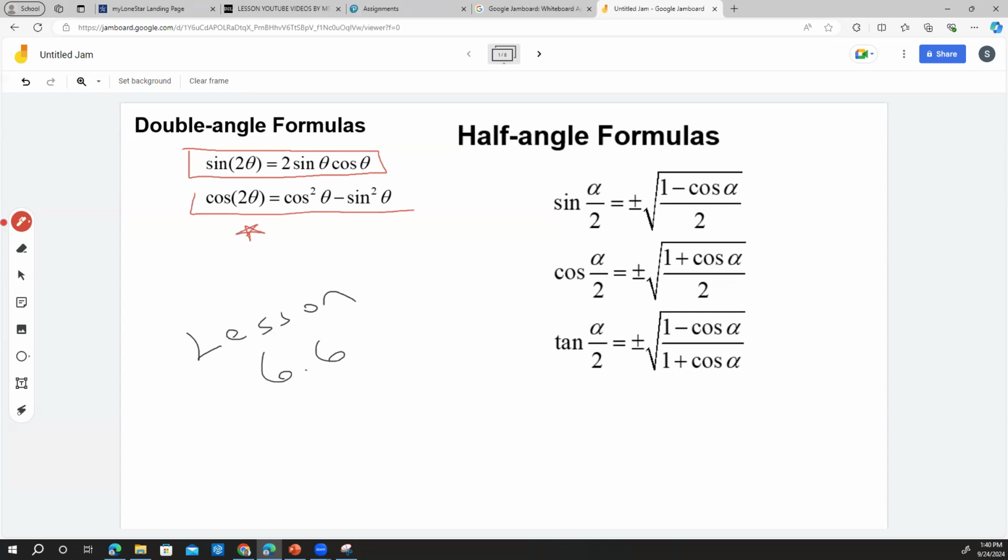Half angle formulas are when you have alpha as the main angle, and you need the sine of half the angle, alpha over 2. It will be equal to plus or minus the square root of (1 minus cosine alpha) over 2. Cosine of alpha over 2 is equal to, again, plus or minus the square root of (1 plus cosine alpha) over 2. And tangent of alpha over 2 can be calculated by dividing these two, and then it will simplify to this formula.